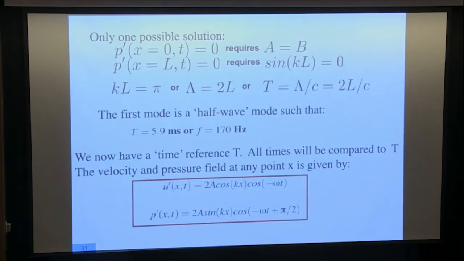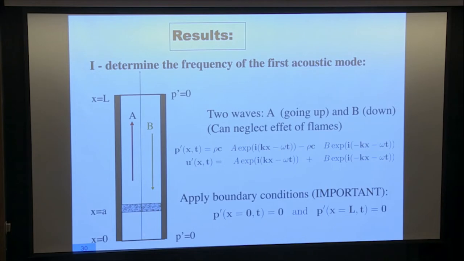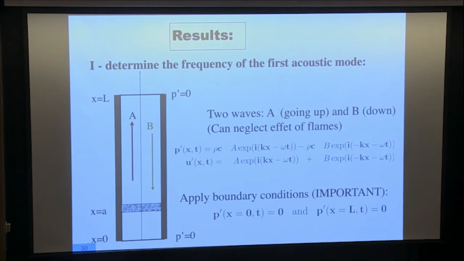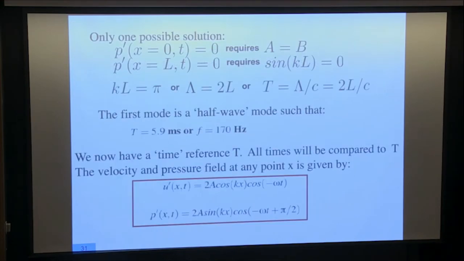the first one tells you that A equals B, and the second one tells you that this is possible only if sin(kL) equals zero, which gives you actually the wavelength, lambda, equal to 2L, which, you know, is kind of obvious here. The first mode that you can have here is a mode where pressure is zero here, goes to a maximum here, and is zero again here. So that means it has a wavelength which is two times the length of the tube, okay? That's the only way to satisfy the boundary conditions, is to have a wavelength which is equal to two times the length of the tube, so that if you know the wavelength, you have the frequency just by this formula. Here you find that the frequency is about 170 hertz for the tube that we took.